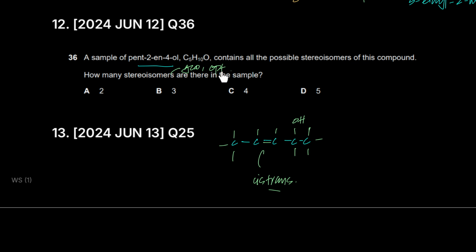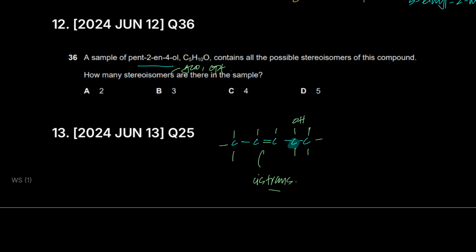Now we have to look at optical. Can this give me optical? Is this a chiral carbon? No, it is bonded to 3 hydrogens. Is this a chiral carbon? No, it's the double bond carbon. No, is this a chiral carbon? No, double bond. Is this a chiral carbon? Yes, this carbon is bonded to an OH, it's bonded to a hydrogen, it's bonded to a CH3, and it's bonded to this group of atoms. So this carbon in fact is a chiral carbon.